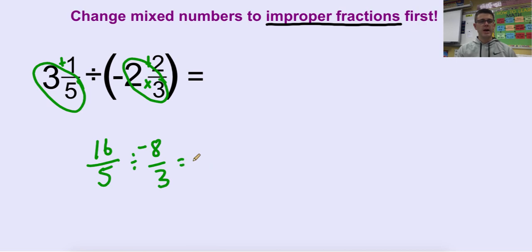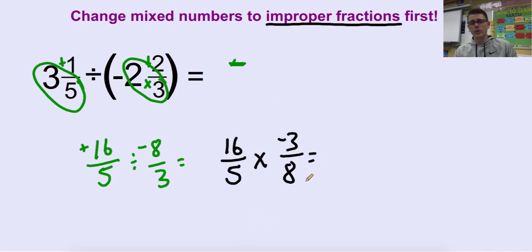Now I figure out the sign of my answer. A positive divided by a negative is going to stay negative. Now I rewrite it. First fraction never changes. I change division to multiplication, and I flip the second fraction. And notice I just leave my negative with my numerator. But again, we don't really care about the numerator or the sign at this point. All we're worried about are the numbers and our simplifying.